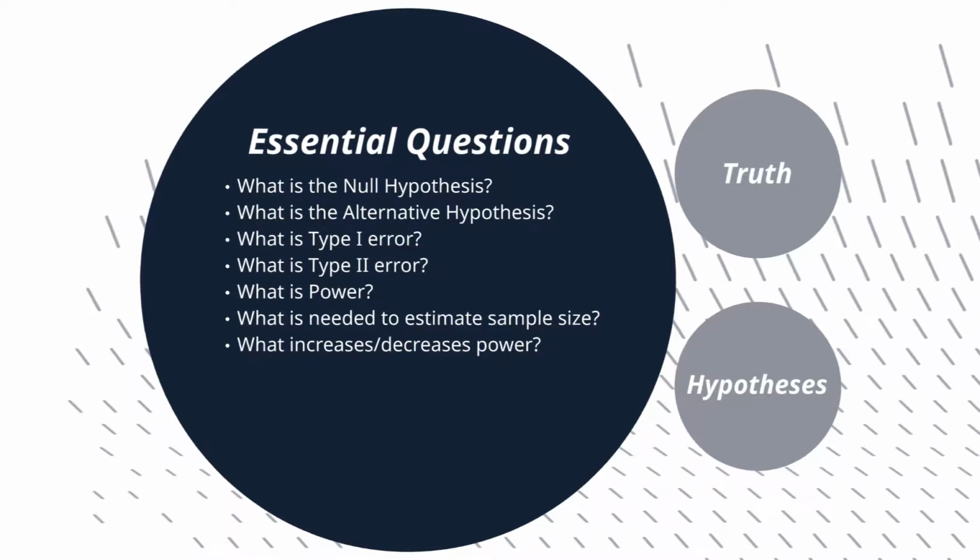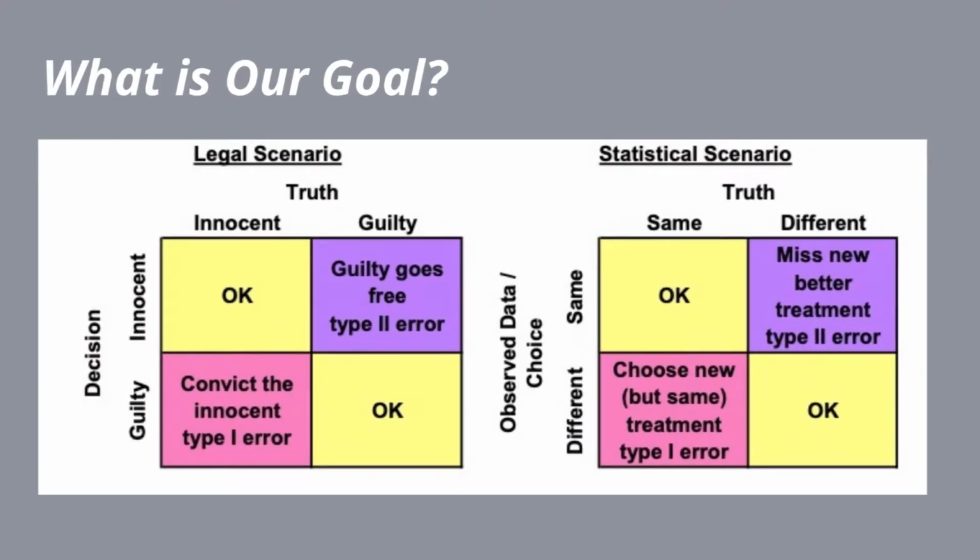So let's start off with an example about the truth. This is our goal. We can start understanding power and sample size and type 1 and type 2 errors if we look at the justice system, a legal scenario of a jury trial where someone is innocent or guilty, but we don't really know the truth. There's a decision made of guilt or innocence, and if they really are innocent and they're found to be innocent, then no errors have been made. And if they really are guilty and they're found to be guilty, then again, no errors have been made. But there are 2 ways to make a mistake.